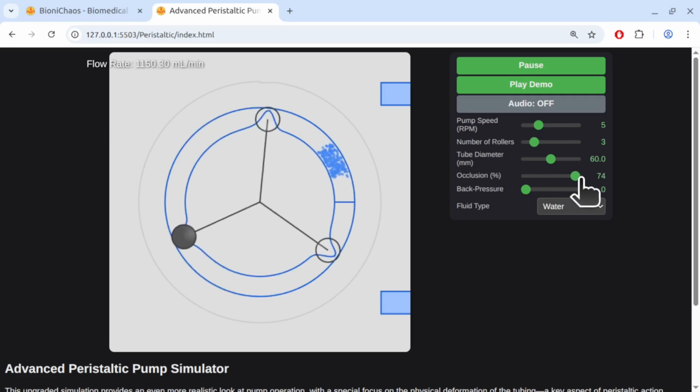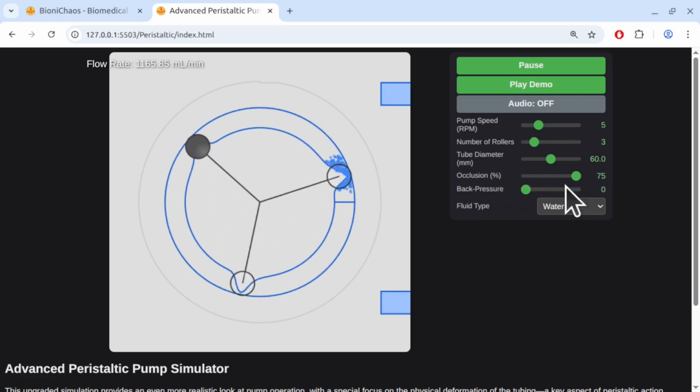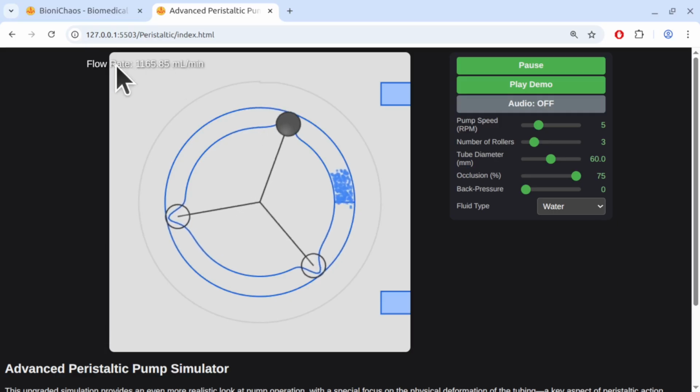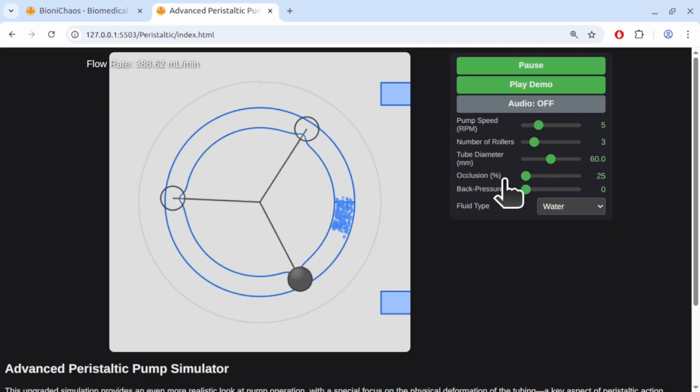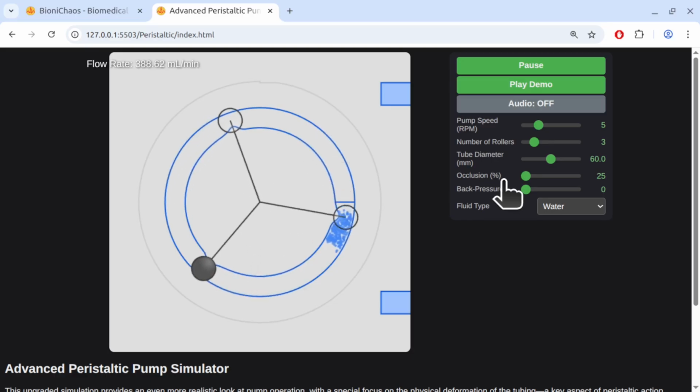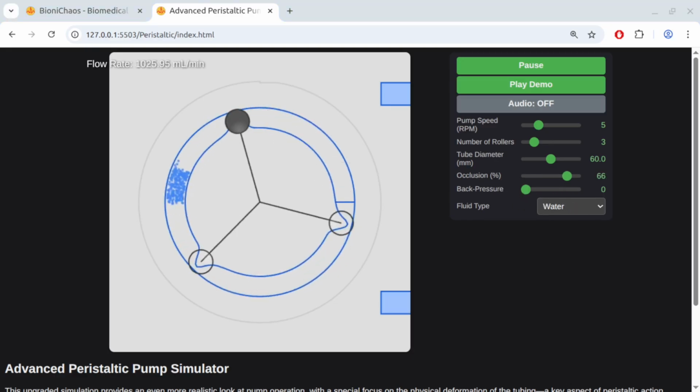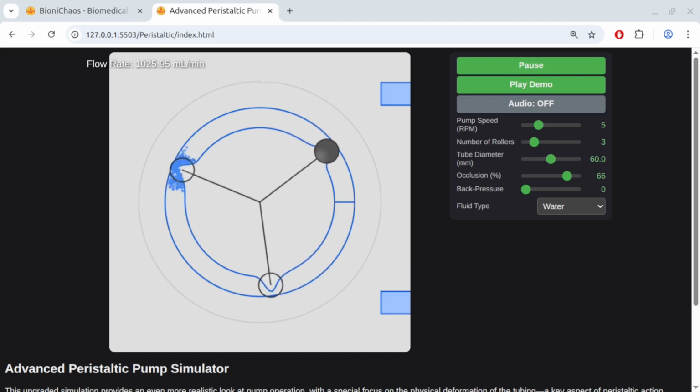When we're changing the occlusion percentage from 25 to 75, the flow rate in the text is changing, but the actual simulation, the fluid, the particles, whatever, are not moving slower or faster. Can you do? Let's talk about this occlusion slider situation.